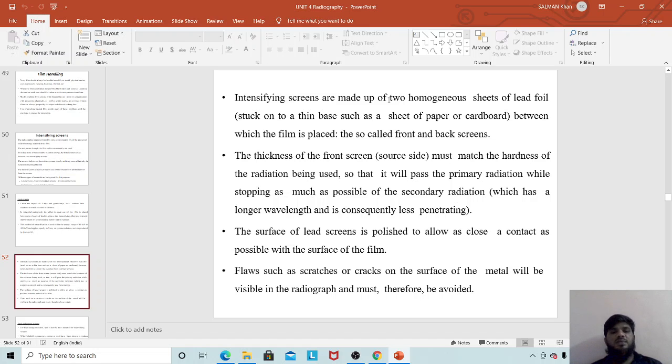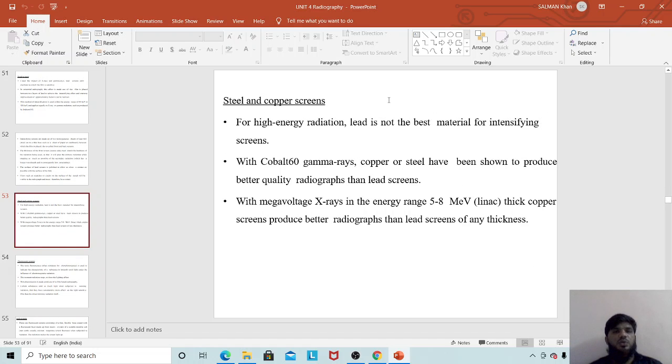Okay, the surface of the lead screen is polished to allow close contact with the surface. The flaws and scratches should be removed. Next are steel or copper screens for high energy X-rays, used where lead is not possible, because lead can give off a large amount of electrons, because of which the whole film may be damaged.